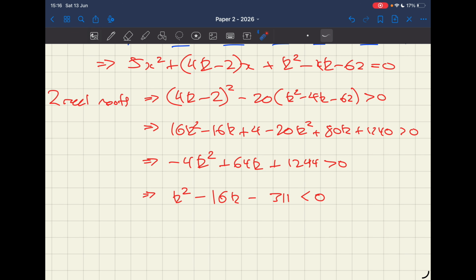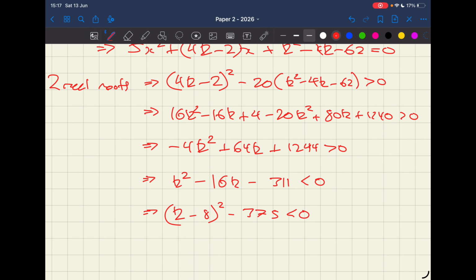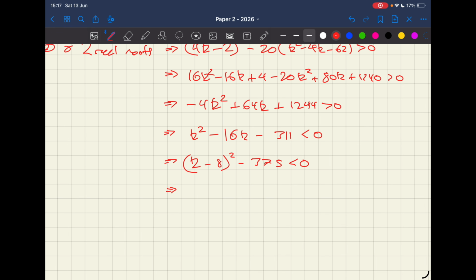This is looking not too bad. Let's think about factorizing this thing then. Well, completing the square looks quite nice actually. So we'll have k minus 8 all squared minus 64 minus 311. 311 plus 64 is 375. Again, less than 0. So we can see now that adding the 375 over and square rooting, we'll have root 375, and it will be 8 plus or minus that. They're going to be our critical values.